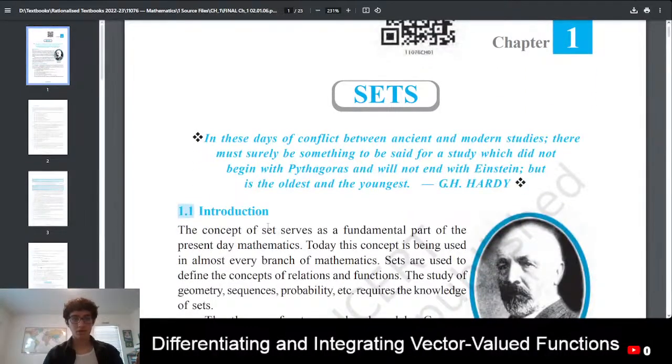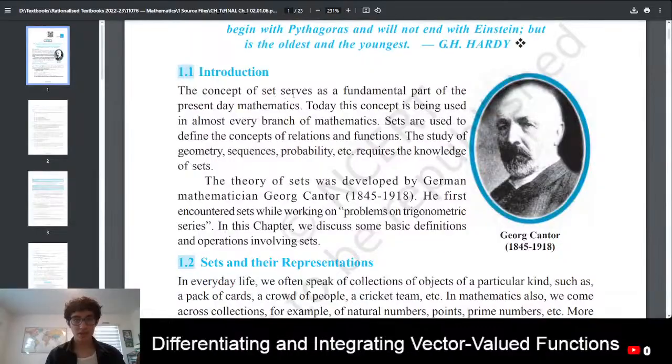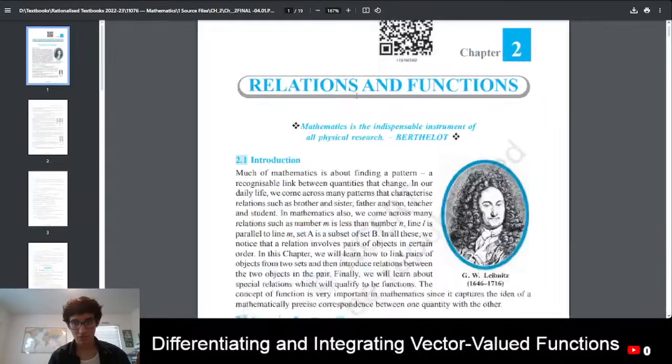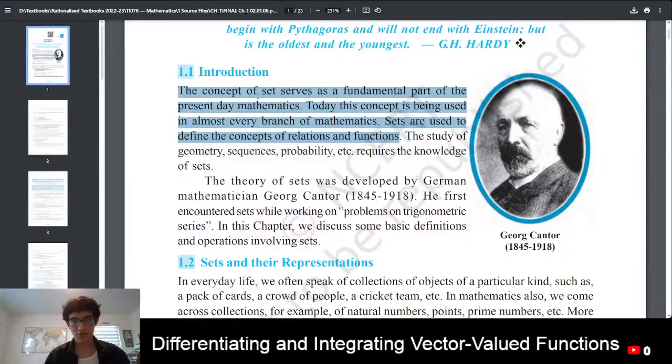Starting with sets. So the introduction says that the concept of set serves as a fundamental part of the present day mathematics. Today, this concept is being used in almost every branch of mathematics. Sets are used to define the concepts of relations and functions. That's the topic of the next chapter, relations and functions. So you can already see that they're kind of connected. The study of geometry, sequences, probability, etc., all require the knowledge of sets.